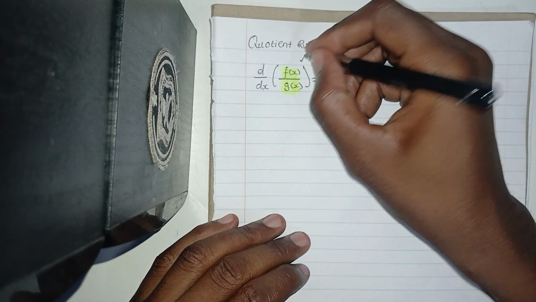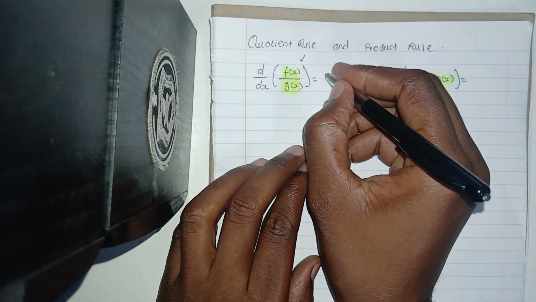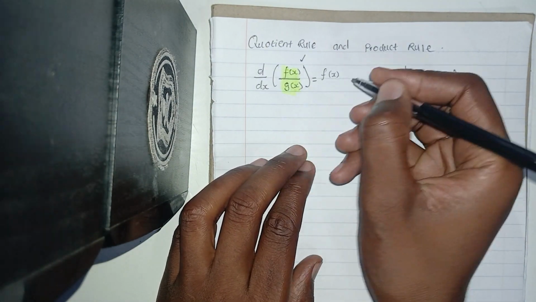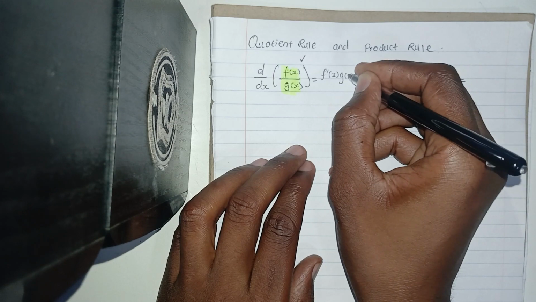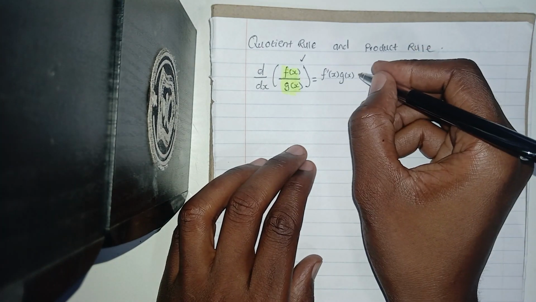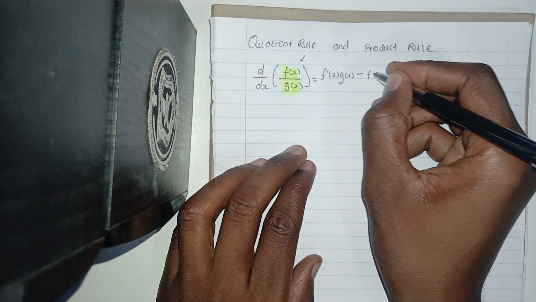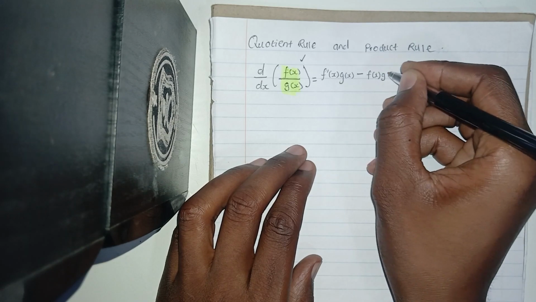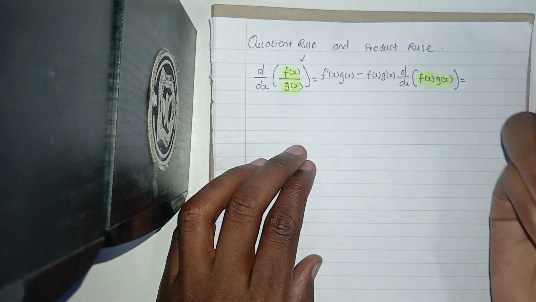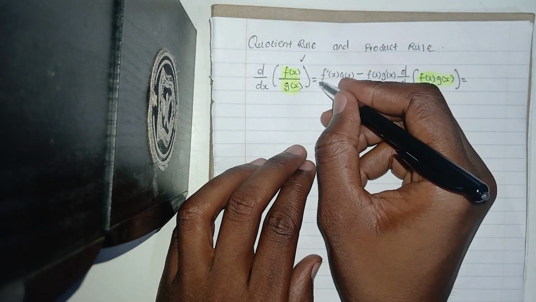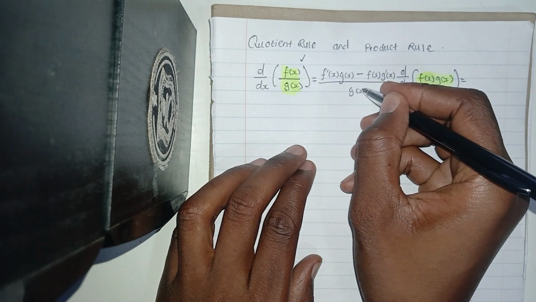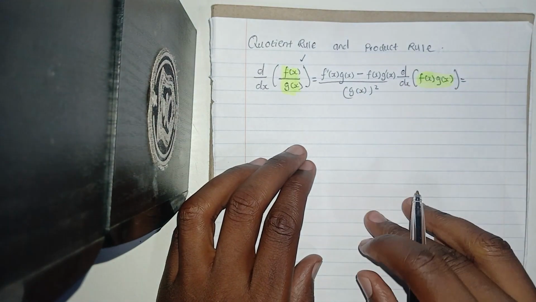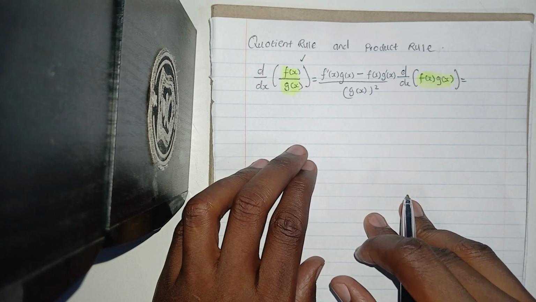Quotient rule is this one, and how to deal with it, we have to derive the numerator and multiply it by the original denominator, then subtract the derivative of the denominator and the original numerator, then we divide by the square of the denominator. That's how we deal with this, right?